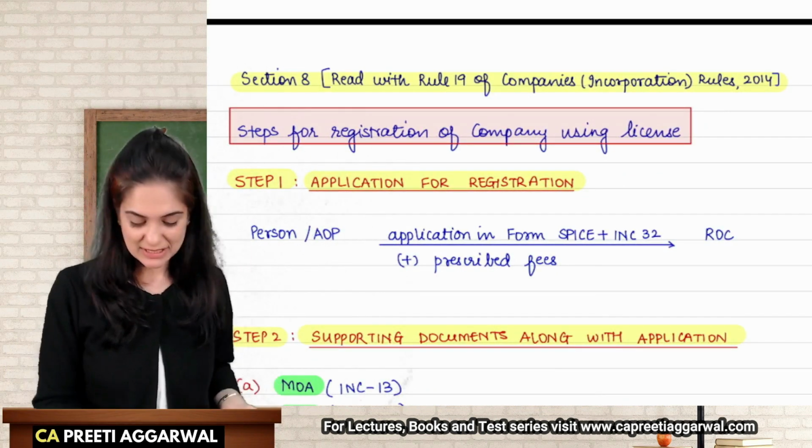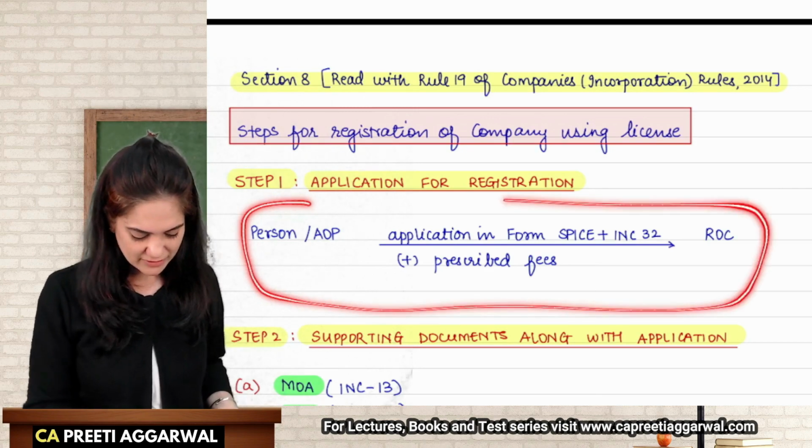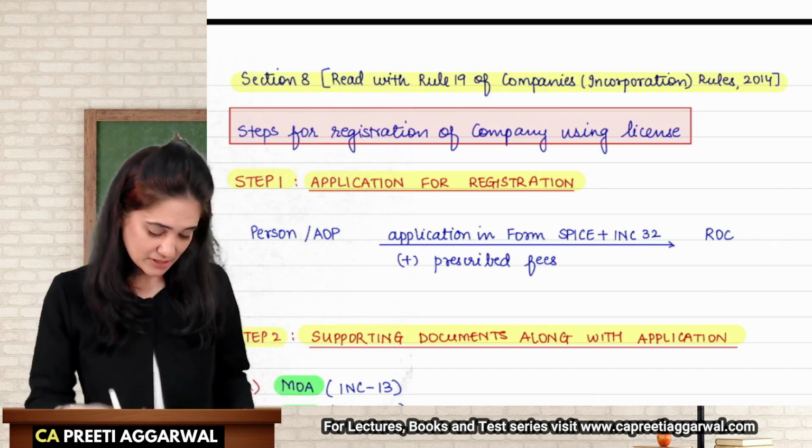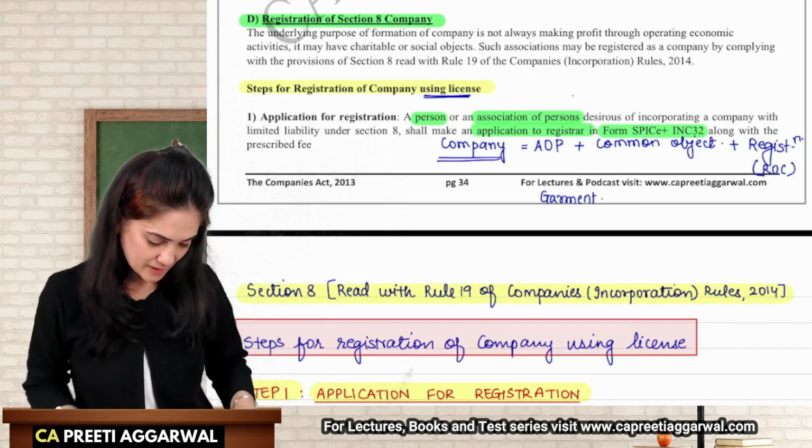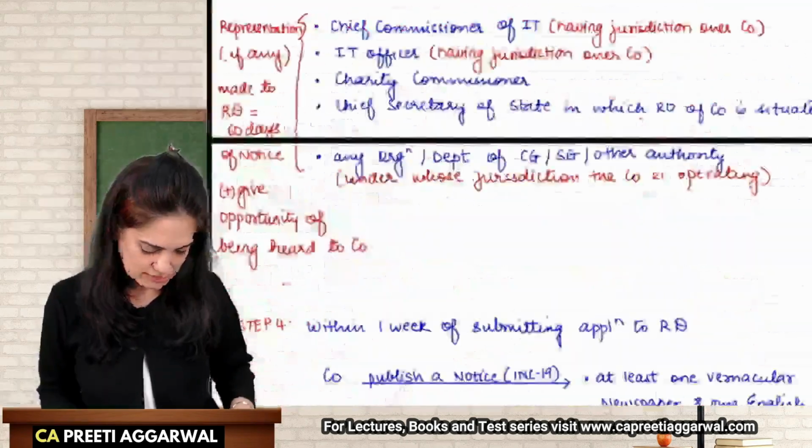So we will make an application in form INC 32 along with the prescribed fee, exactly how I have written. But don't you think that the note which I have written is simple and easy to understand, and it covers everything which is given in the textbook? Okay, they will make an application. Okay, what is the second step?